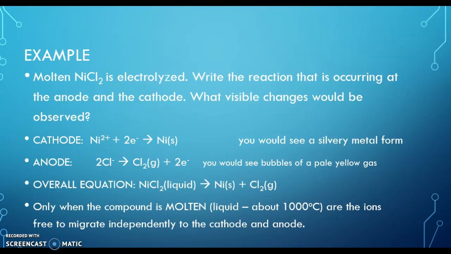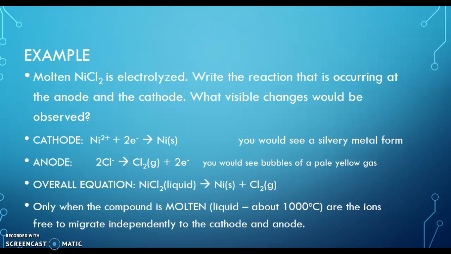So here's an example. We have molten nickel 2 chloride being electrolyzed, and we're supposed to write the reaction that is occurring at the anode or the cathode, and also say what visible changes will be observed. So as we said, the cation of the ionic compound is going to be reduced at the cathode. So the nickel 2 plus ion, that's part of the compound, gains 2 electrons and turns back into solid nickel metal. And so you would see a silvery metal form at the cathode.